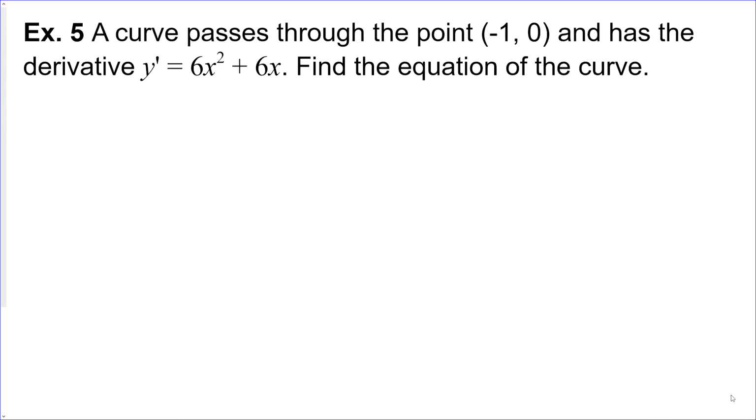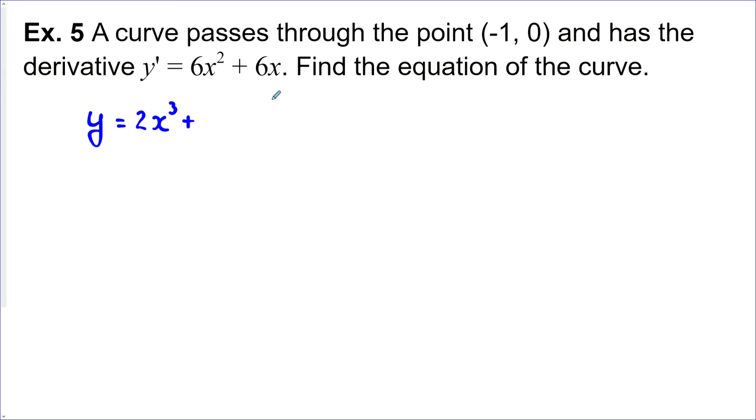Some curve passes through the point -1, 0, and has the derivative of 6x squared plus 6x. Find the equation of that curve. So we just need to find the antiderivative of this. So y is equal to, this is x squared, so it used to be x cubed. Now we know the 3 is going to be coming down here and multiplying by the coefficient to give us 6. So must have had a coefficient of 2 originally.